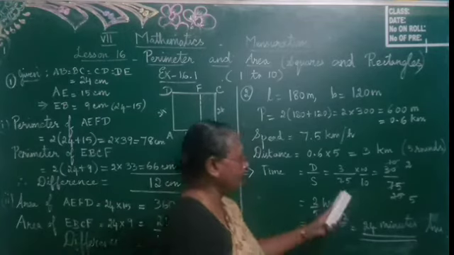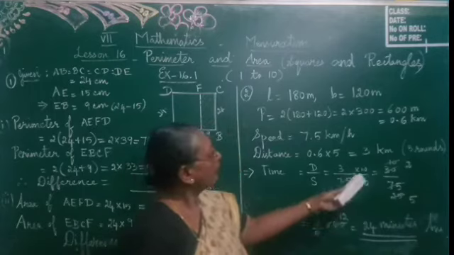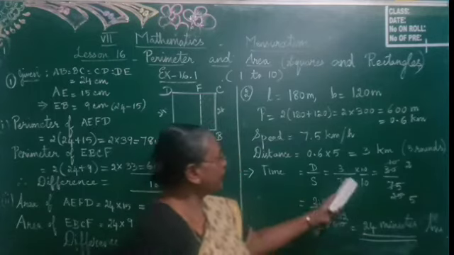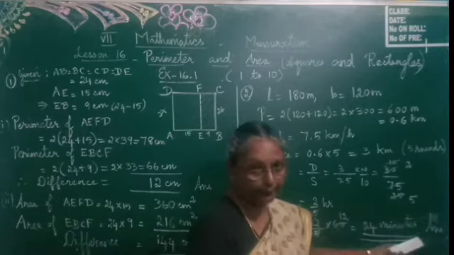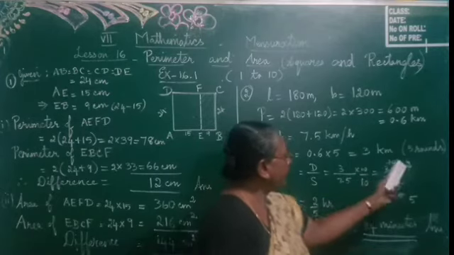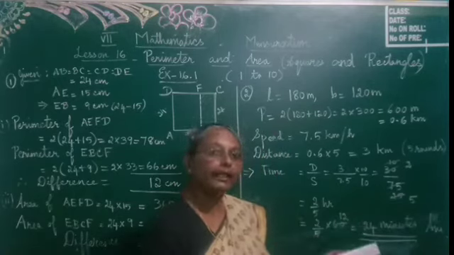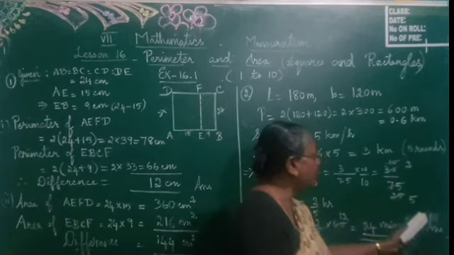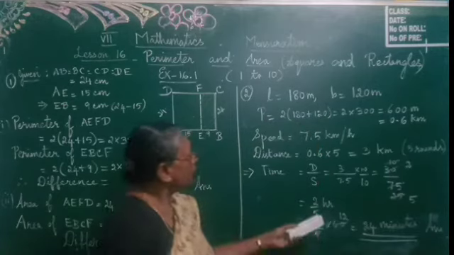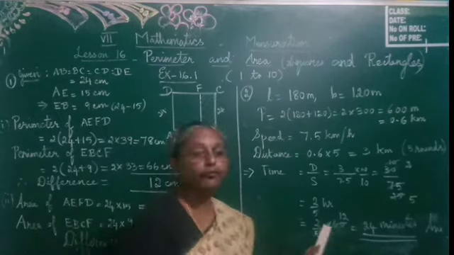So 3 by 7.5. And in 7.5, if you want to take away the point, multiply and divide by 10. So it gives 30 by 75. Cancelling with the 3 table first, I have reduced it to 10 by 25. Again, using the 5 table, we can reduce. So it will be 2 by 5. So it is 2 by 5 hours. Time is 2 by 5 hours.